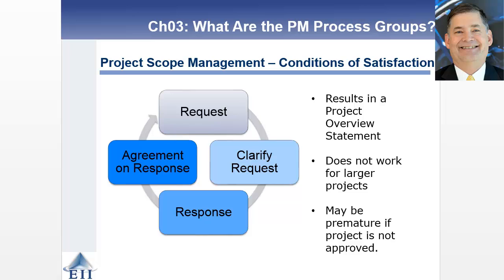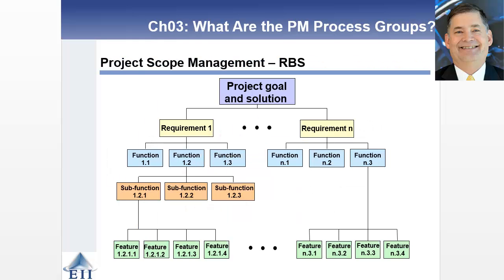The other thing to note, this works good for smaller projects. It's not going to work well for larger projects in terms of building out all of the conditions of satisfaction. You're going to have to aggregate some of that to a much higher level. And then finally, it may be premature if the project's not approved. So sometimes, and again you'll see this in some subsequent diagrams, sometimes you're not going to go through the work of doing conditions of satisfaction because the likelihood of the project being approved is not there. And this will make sense. We'll get into it. You'll be able to see that kind of trade-off.